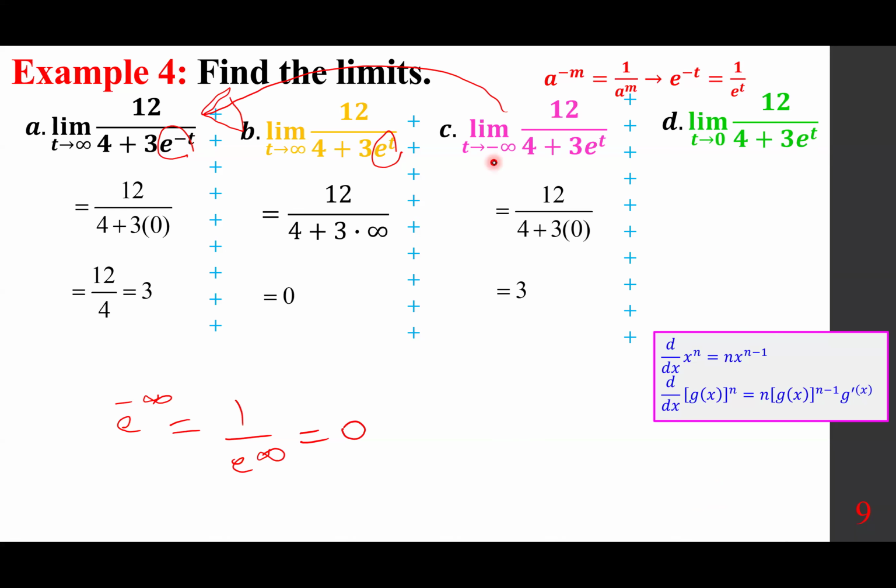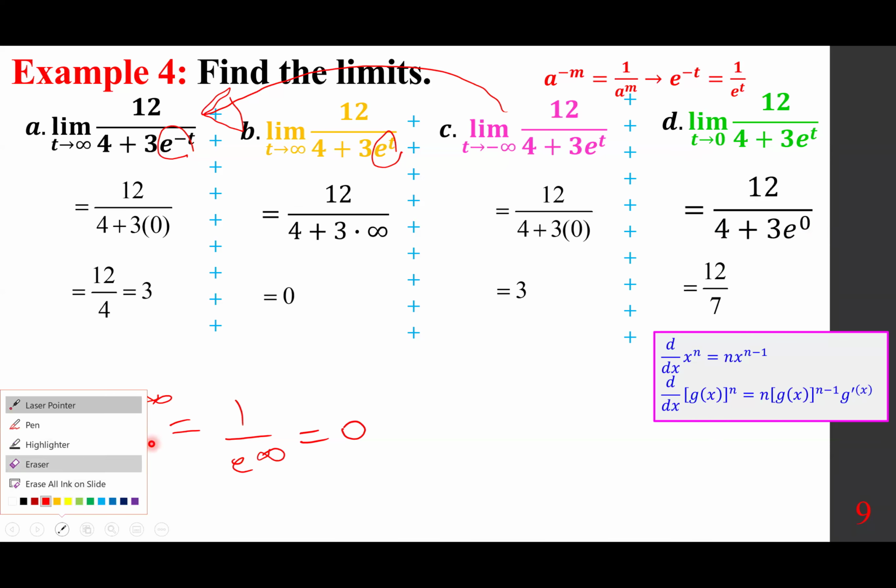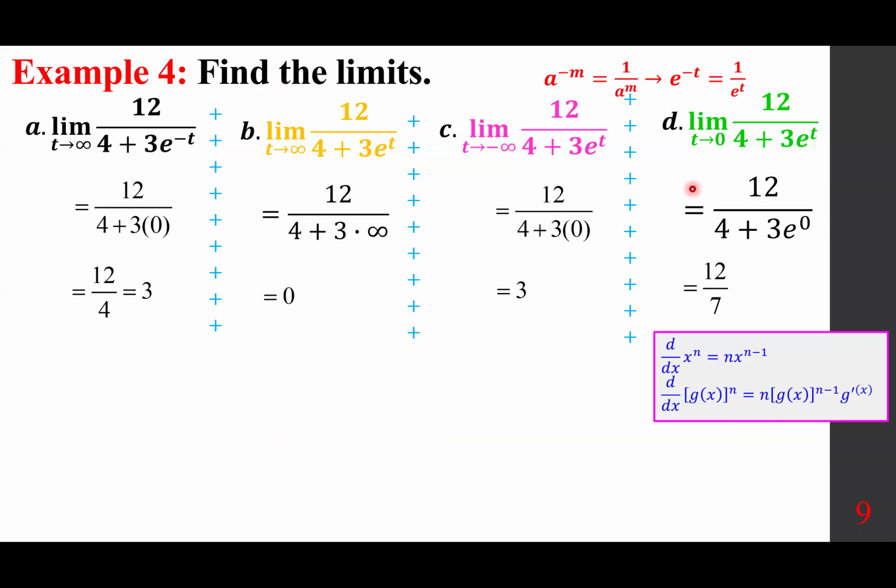What about this last one? Just replace the t with 0. As you know, e to the power of 0 is 1. So we get 3 and 4, 7. So 12 over 7. Notice, again, I put all these questions next to each other because it's really a good practice to see them side by side.